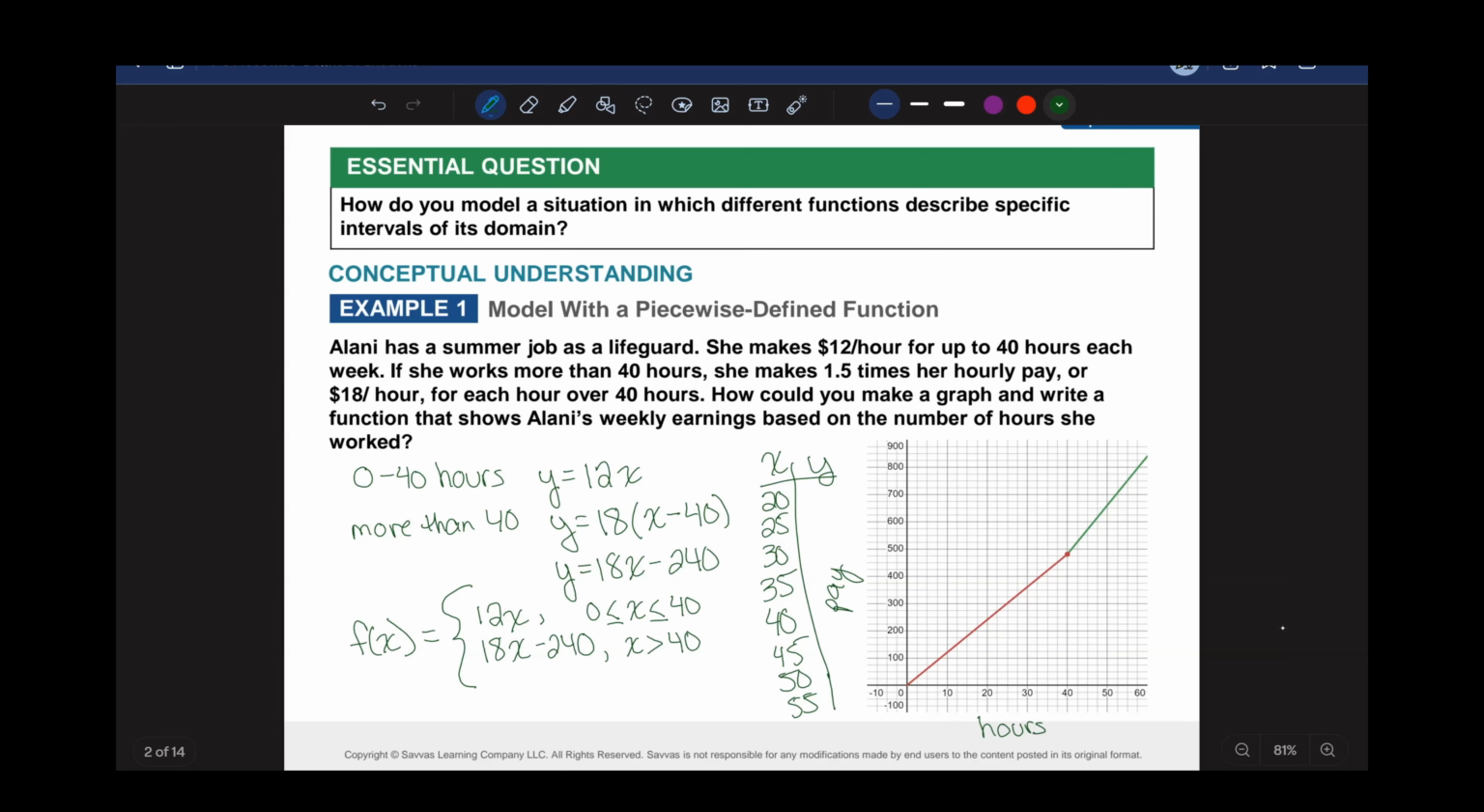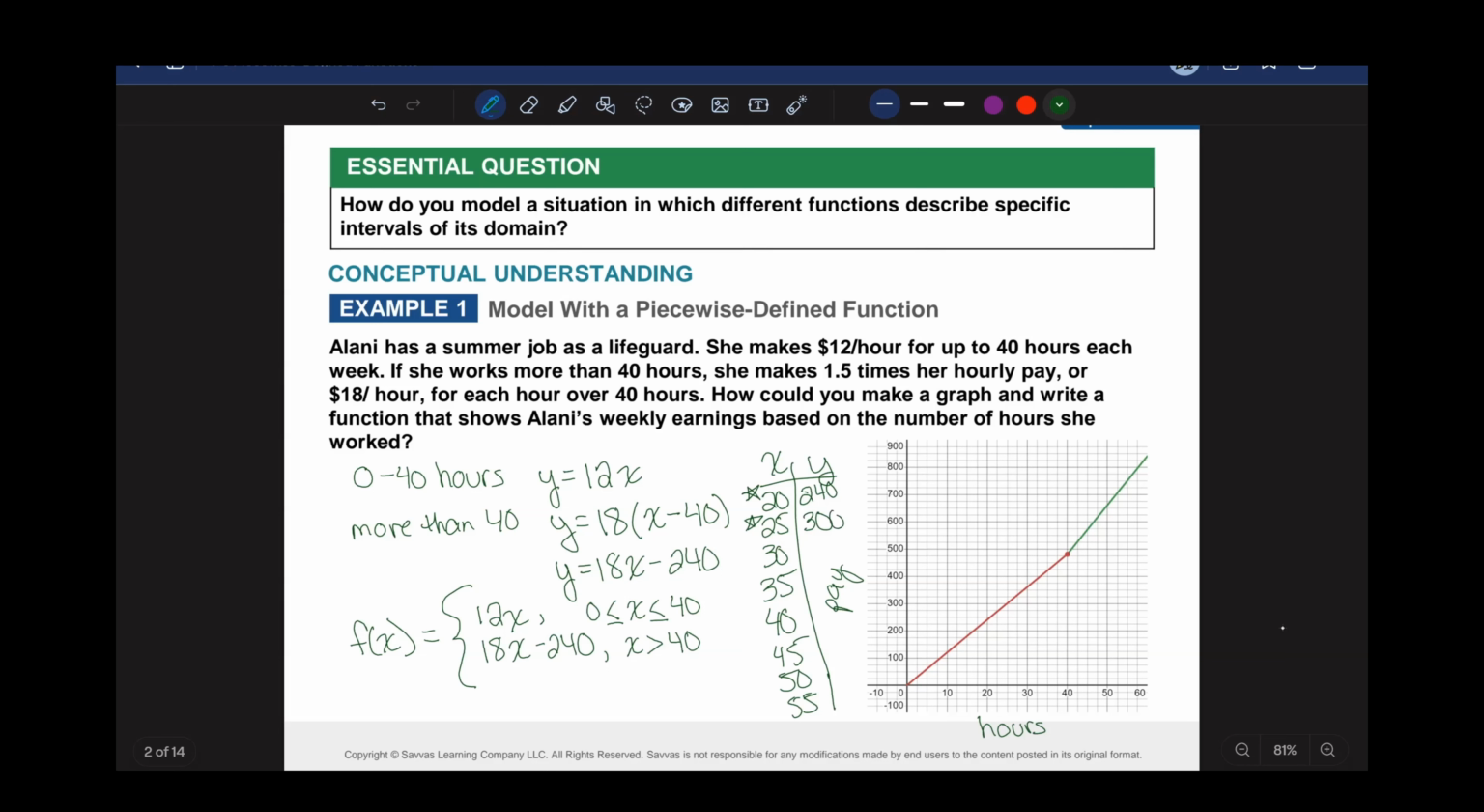So if I wanted to know what I would get paid if I worked 20 hours, I'm going to take that 20 and decide which piece it fits in. Well, 20 is between 0 and 40. So since it's between 0 and 40, I will use the 12x as the equation I plug into. So I take 12 times 20, and that's going to give me 240. So I'm going to go down here and decide which piece this fits into. So an x value of 25. That is also between 0 and 40, so I plug 25 into the 12x. 25 times 12 is 300.